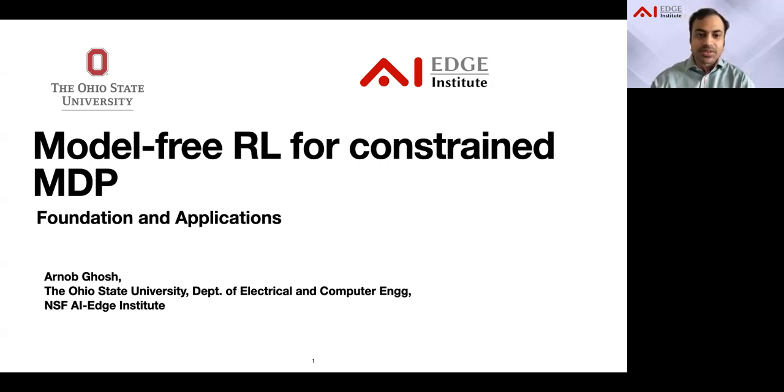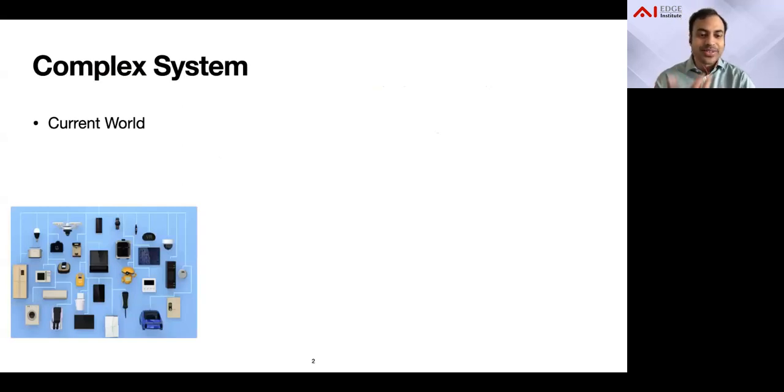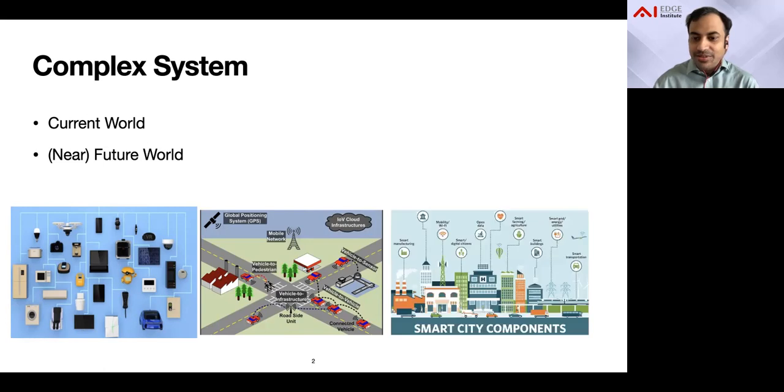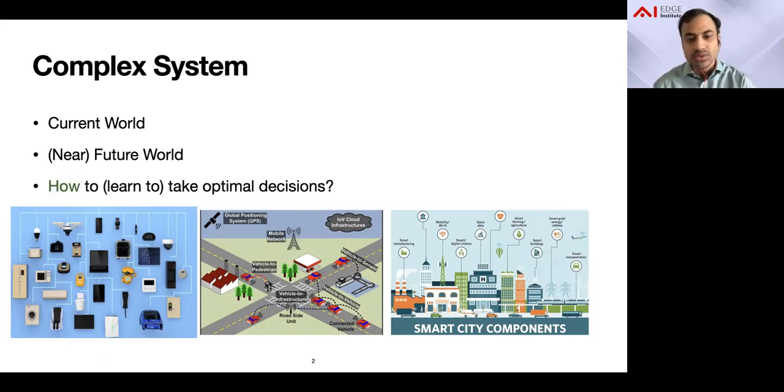First, I'm going to briefly talk about the motivation. We are living in a world where you are seeing a boom of devices. Devices are getting connected, devices are taking decisions. And probably in the near future, not very far, vehicles will be talking to each other, vehicles talking to base stations. We are talking about smart cities with smart grid, smart transportation, smart mobility, smart manufacturing. Everything is getting smarter. In this kind of interconnected system, which I describe as a complex system, it is very important how to take decisions. Devices may individually or collaboratively take decisions, but the underlying question is how to learn to take optimal decisions. This is what I'm interested in.